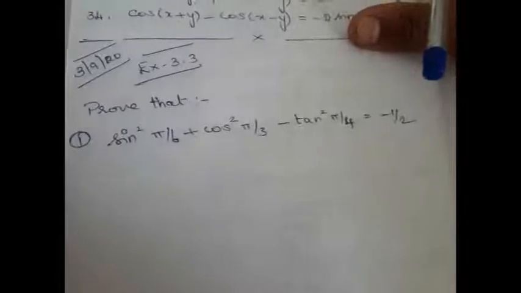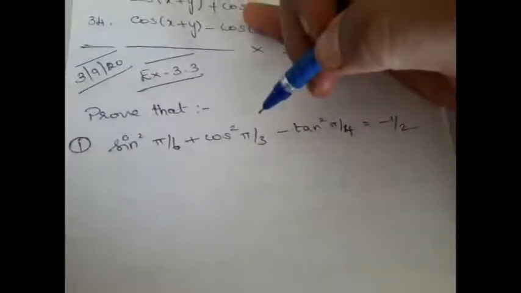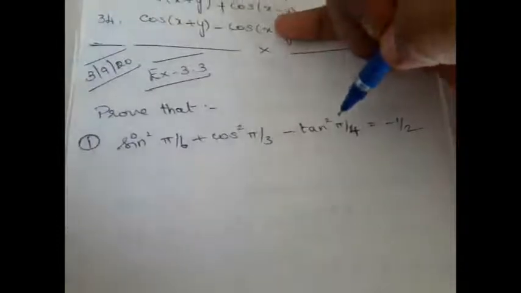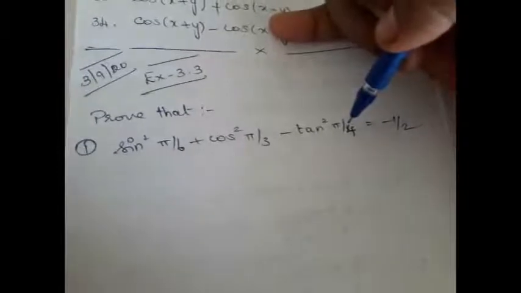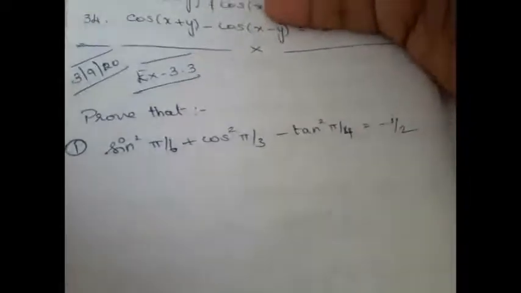Now let us see the first problem in exercise 3.3. Prove that sin square pi by 6 plus cos square pi by 3 minus tan square pi by 4 equals minus 1 by 2. So this is an easy problem where if we substitute the values of all these, we will get minus 1 by 2. In the sense, we need to check whether we are getting minus 1 by 2 or not.